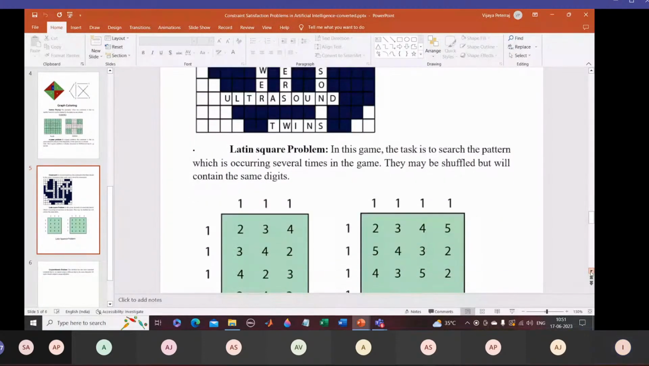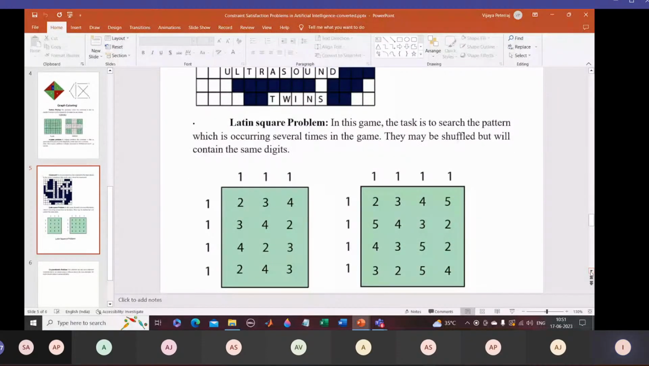Then we have this Latin square game. In this game, the task is to search for the pattern which occurs several times. They may be shuffled but will contain the same digits. On the left hand side they have taken 2, 3, 4, 5. Is anyone aware of this Latin square problem? I don't know the rule behind that too. 2, 3, 4, 5, 2, 3, 4, 5. They are arranging those numbers in different order. Sometimes the pattern should not repeat.